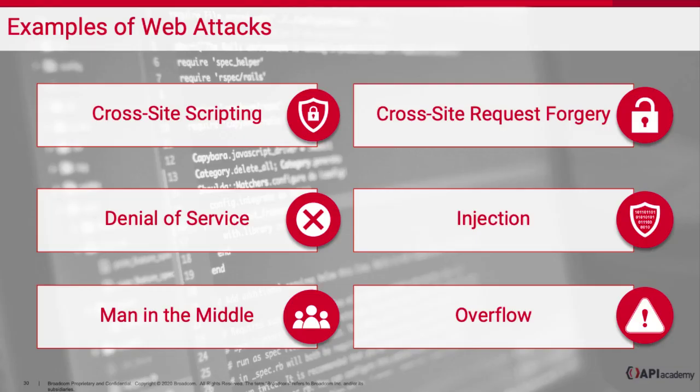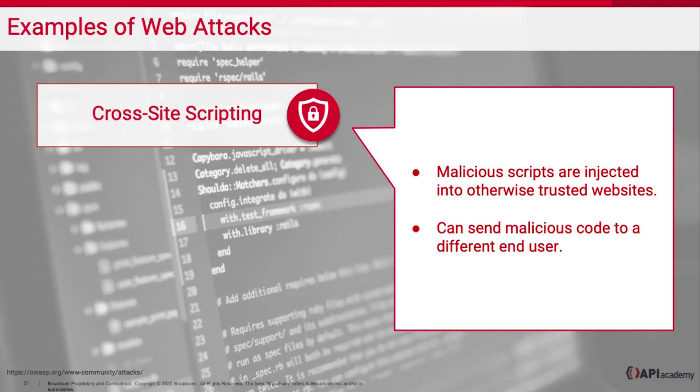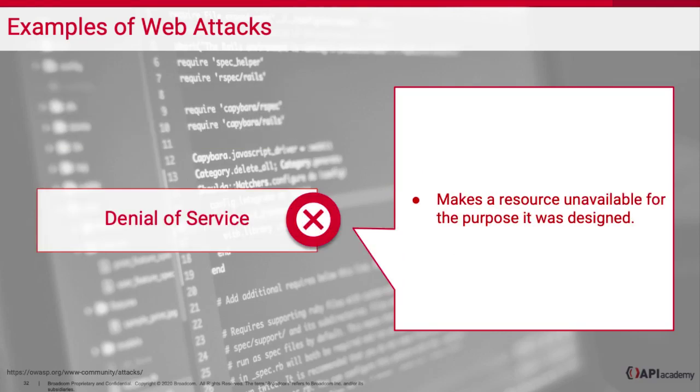Here are examples of some of the most common web attacks. Cross-site scripting attacks are a type of injection in which malicious scripts are injected into otherwise trusted websites. An attacker uses a web application to send malicious code, generally in the form of a browser-side script, to a different end user. The denial of service attack is focused on making a resource such as a site, application, or server unavailable for the purpose it was designed.